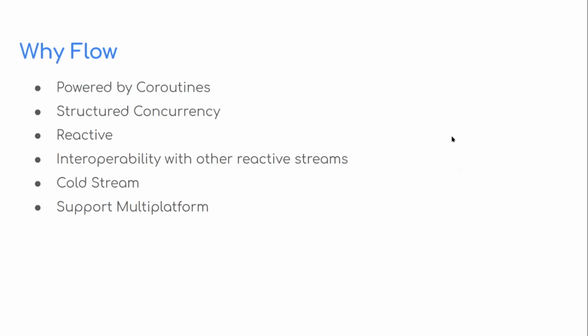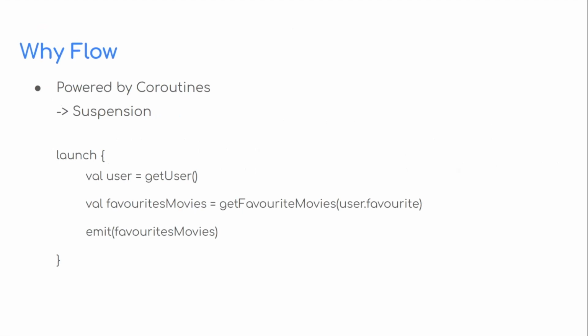So why use flow? First thing, flow is powered by coroutines. Let's say we want to fetch data for our user from our endpoint. For example, here we have get user. We can suspend the operation and get data without blocking the UI thread. So that's one good thing about suspension. You can do long-running tasks without interfering with the main thread. The other thing about suspend functions is that they can be called one after the other.